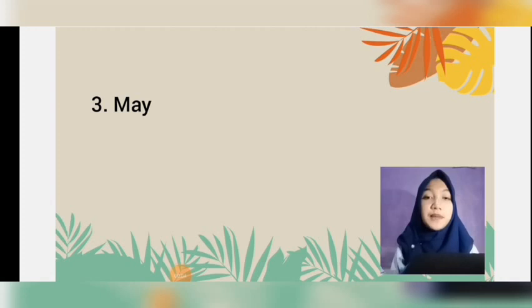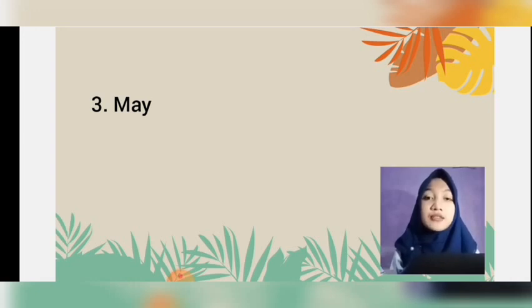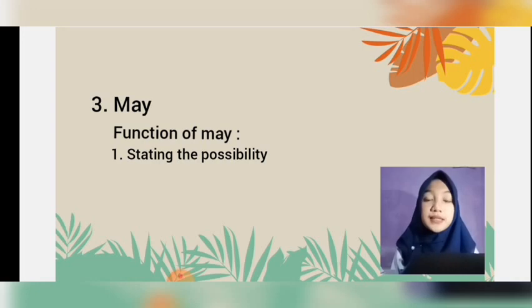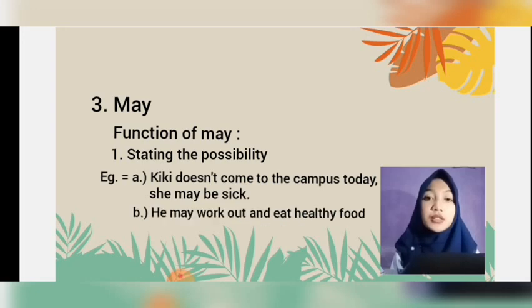The third is may. The word may has several different functions in its use in each sentence. There is a function to declare the possibility and to declare permission. For more details, see the following explanation. The first function is stating the possibility. For examples, Kiki doesn't come to the campus today. She may be sick. And another example, he may work out and eat healthy food every day.